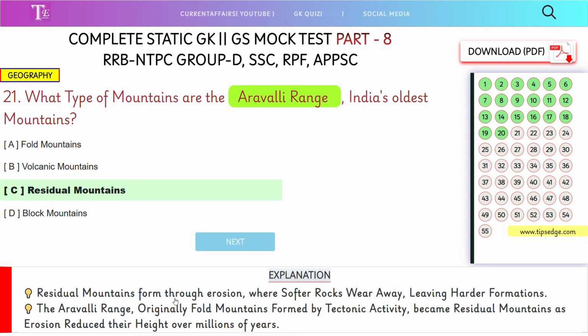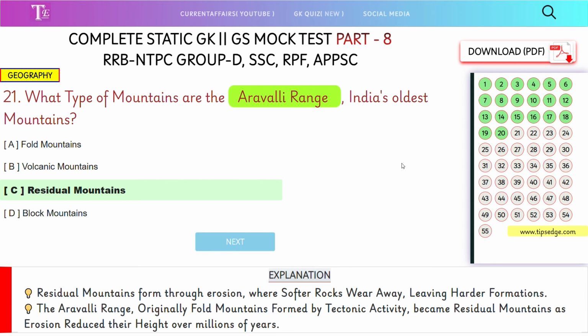Residual mountains form through erosion where softer rocks wear away, leaving harder formations. The Aravalli Range, originally fold mountains formed by tectonic activity, became residual mountains as erosion reduced their height over millions of years.